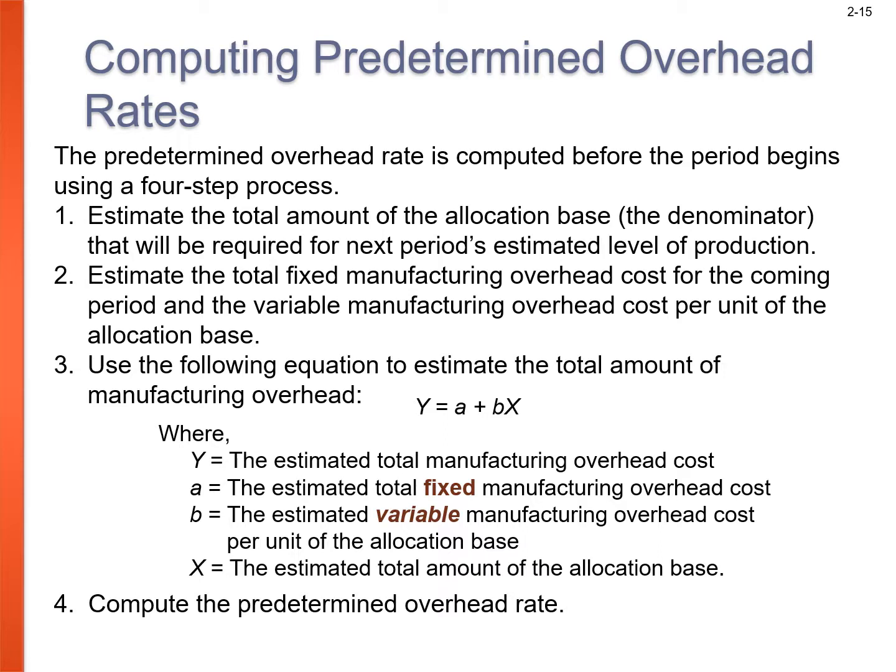Then you're going to estimate your numerator, which is the total manufacturing overhead costs. But the way you have to do that is you have to estimate your fixed manufacturing overhead costs for the coming period and add your variable manufacturing overhead cost per unit of the allocation base. And then determine your total amount of manufacturing overhead estimated by taking your estimated fixed plus your estimated variable times that total amount in your allocation base in the denominator. Add those two together, that is your estimated total manufacturing overhead. Complete the calculation by dividing your denominator into the numerator, and that's going to give you your predetermined overhead rate.